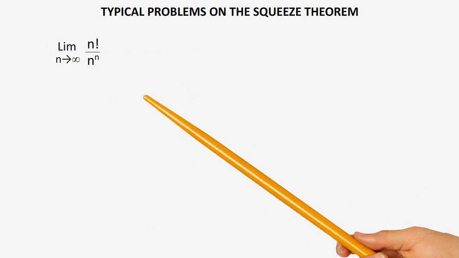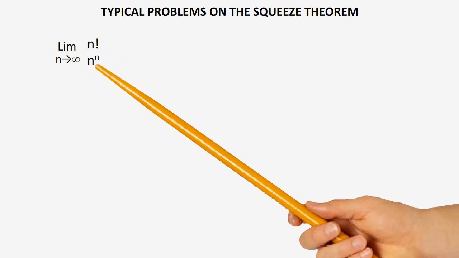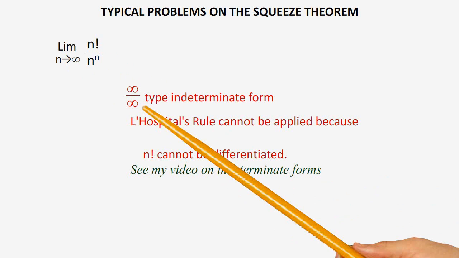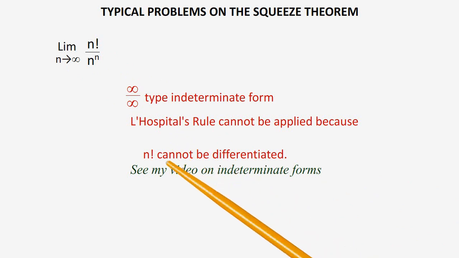In this problem, we have to find the limit of factorial n divided by n to the power of n when n approaches infinity. This limit is clearly of the infinity by infinity type. So many students would try L'Hopital's rule. But it will be difficult to differentiate factorial n, and there is a better solution.